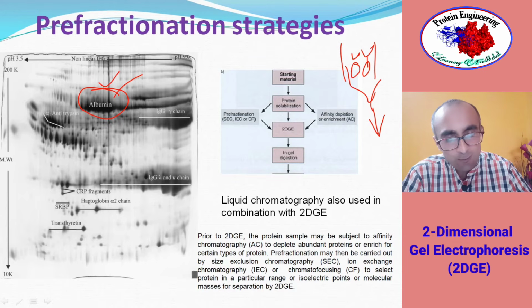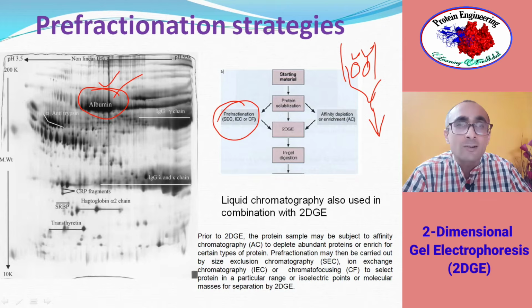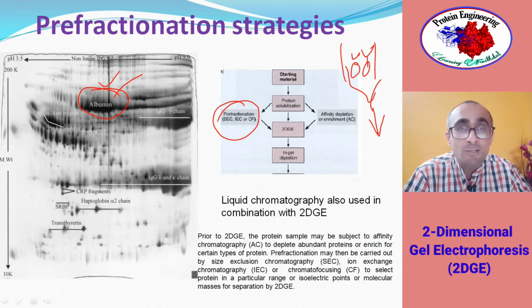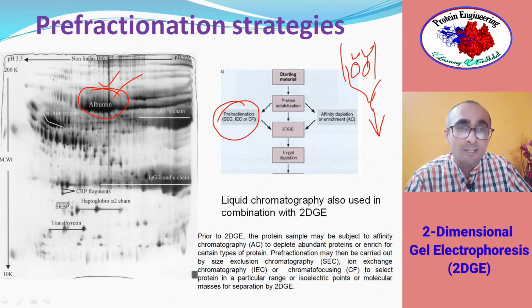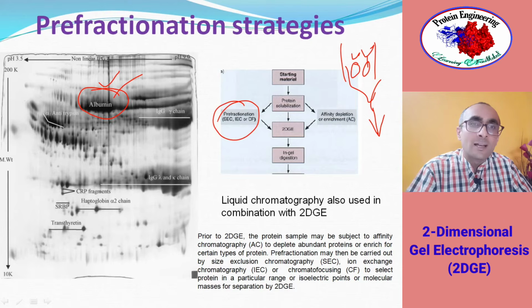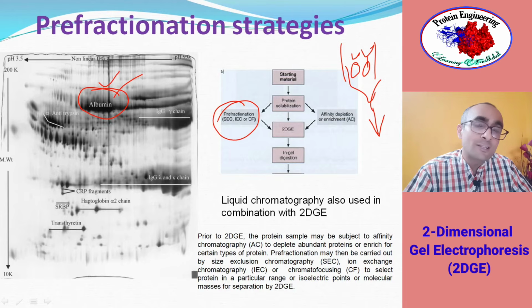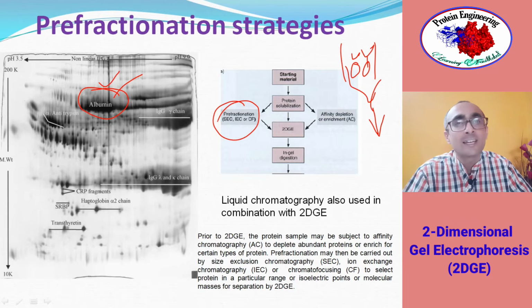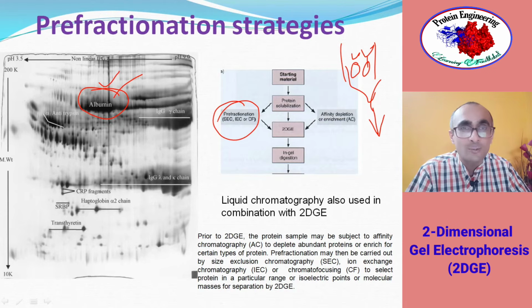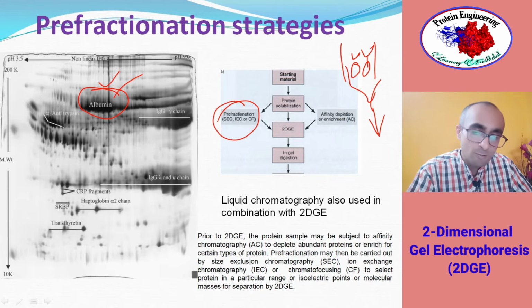Or you can pre-fractionate. For example, you can run ion exchange before going to 2D GE. You can separate acidic protein and basic protein, and acidic protein can be run separately on 2D GE, basic protein can be run separately, and then eventually both the gels can be seen together. That will also improve resolution.